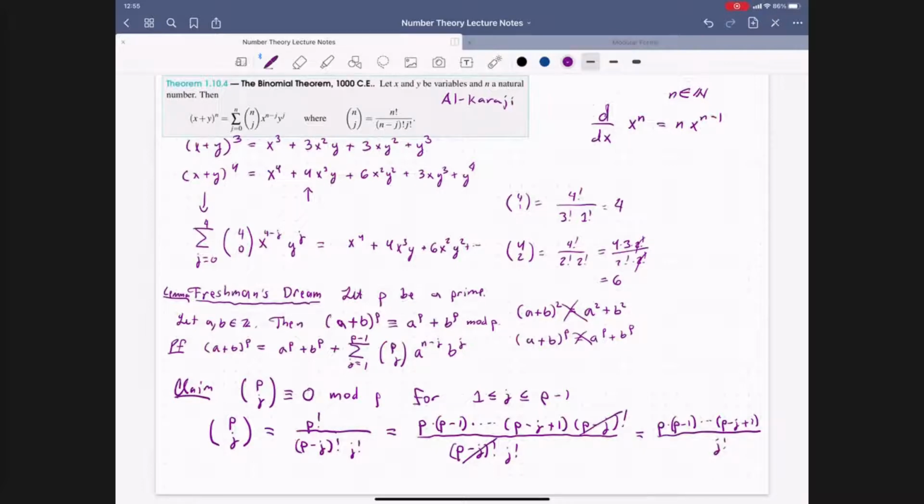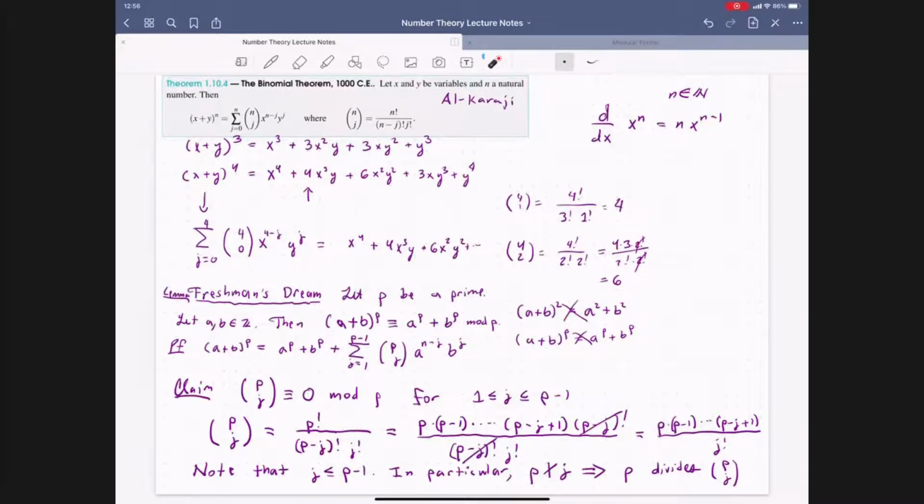Now, the thing about j factorial, so note that j is less than or equal to p minus 1. So as a consequence, we have that p does not divide j. So p does not divide j, but p is greater than all the values that are less than j. And so what we have here is that p divides p choose j. Because we're never going to be able to cancel off this factor of p. It's always going to be there.